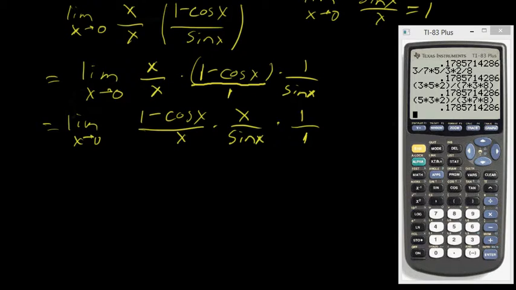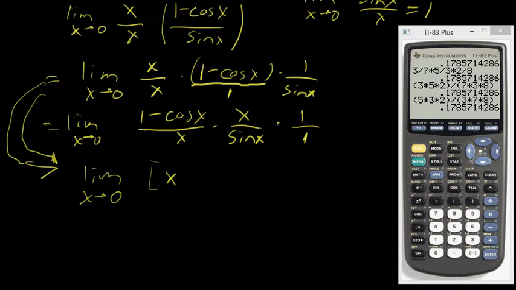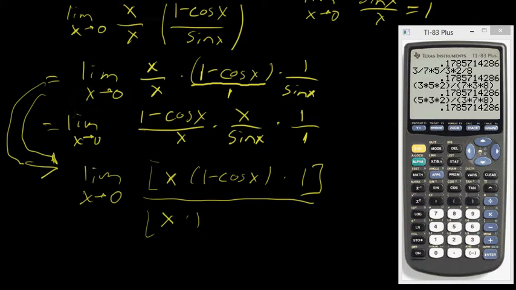So another way to write what we had here, remember the only important thing was that what's a numerator remains a numerator. So we could say x times 1 minus cosine of x, and this is still the limit as x tends to 0, times 1 divided by x times 1 times sine of x.